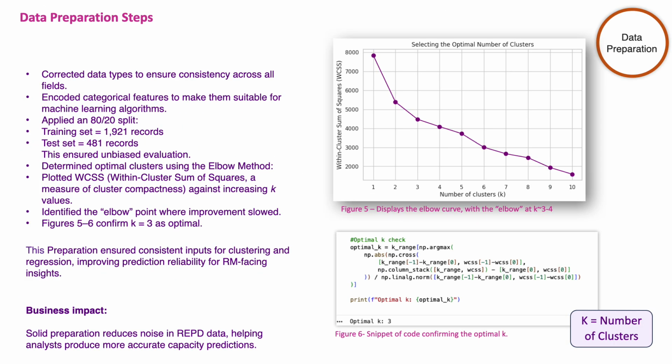Data preparation steps. I first cleaned the data and encoded categorical features for consistency. To choose the number of clusters for K-means, I used the elbow method. The chart showed the elbow around 3 or 4, and the checks in code confirmed that K equals 3 was optimal. So this preparation ensured consistent inputs for clustering and regression, helping me make more reliable capacity predictions.